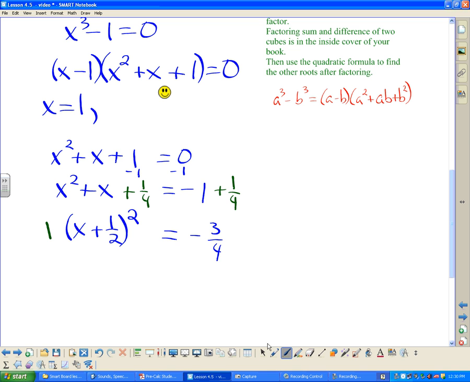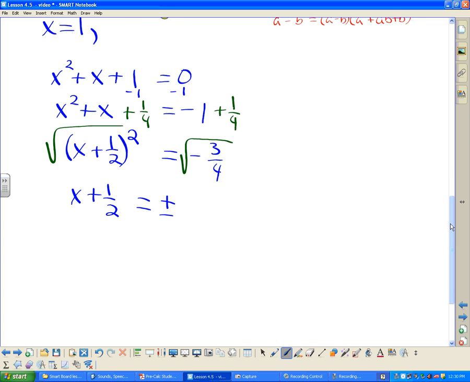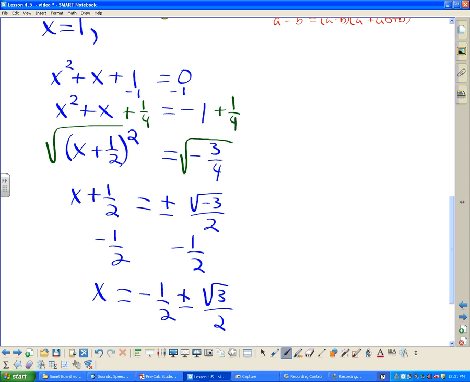So we take the square root of both sides then. And we get x plus 1/2 equals plus or minus, don't forget the plus or minus, the square root of -3 over 2, because the square root of 4 is 2. And then we subtract 1/2 from both sides. So we get x equals negative 1/2 plus or minus, and we have the square root of negative 3, so that means we have the square root of 3 over 2, and that negative becomes an i.